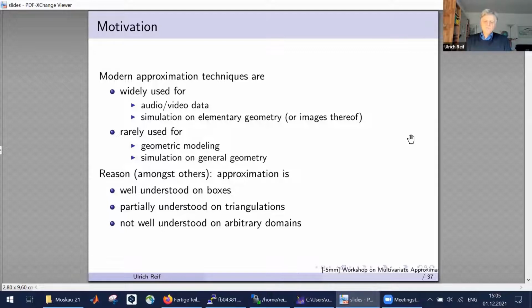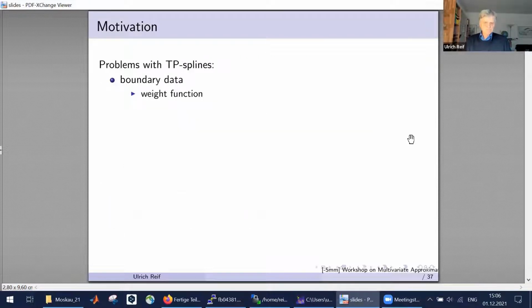To name just a few, I think that approximation is perfectly well understood on boxes. Perhaps not perfectly well, but rather well. It's partially understood on triangulations, and it's really not well understood on arbitrary domains. So questions like, how good can you approximate a given function on some subset of R^d? Yeah, problems like this deserve attention.